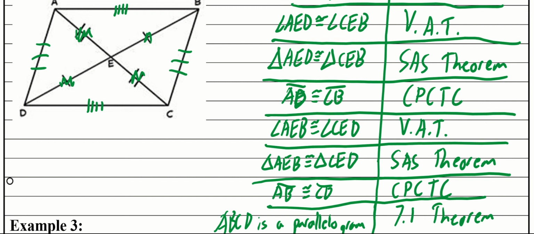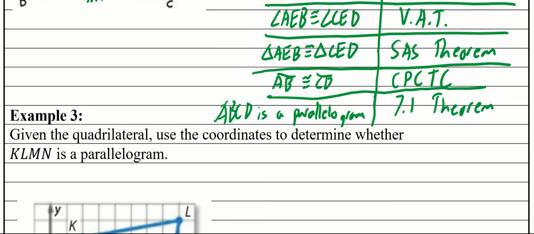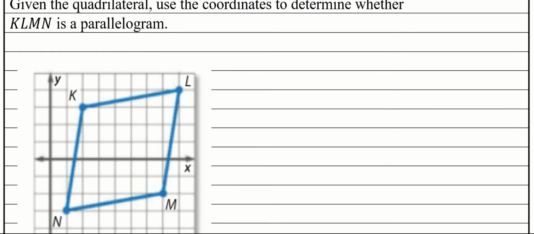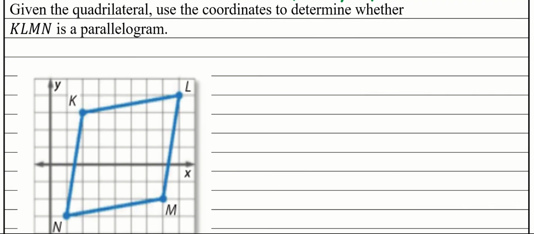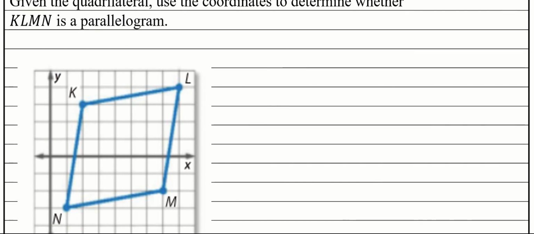Okay, one more example here. Another way that we can use this idea, a little bit simpler of a way, is if we're looking at a graph. So this will be example 3. I want you to take a sec and sketch this quadrilateral and this graph. So let's say we're looking at this graph and it says I want to use the coordinates to determine whether this is a parallelogram.